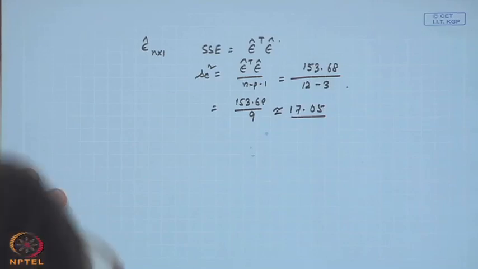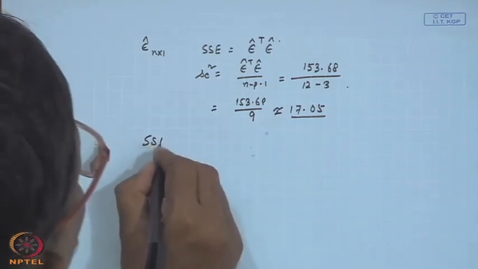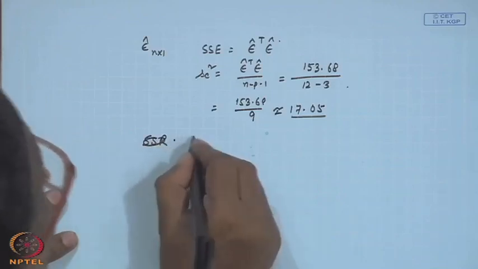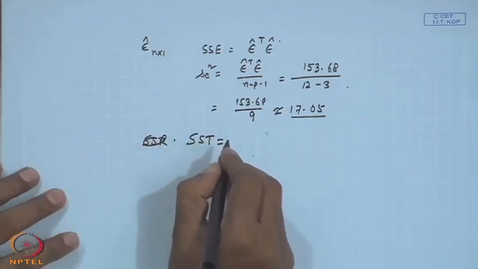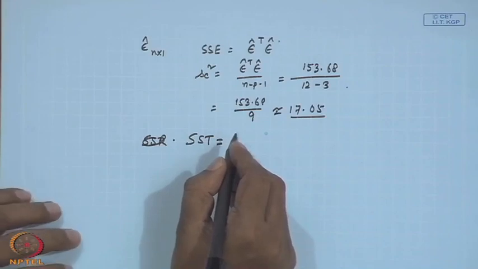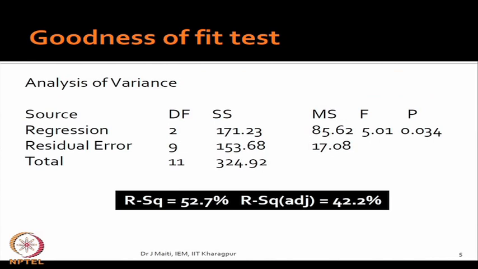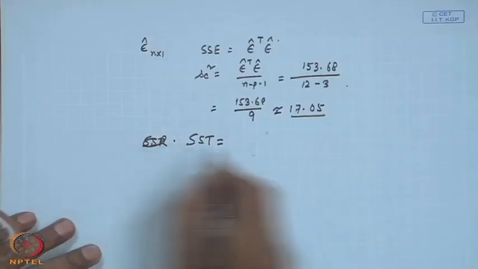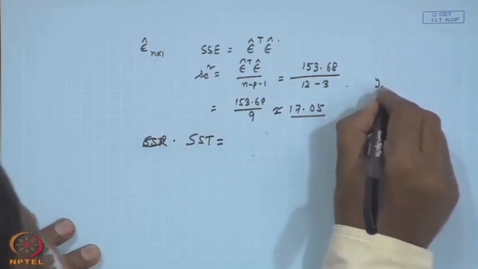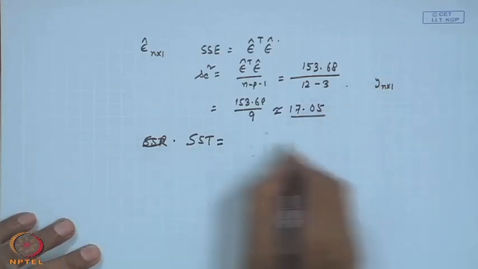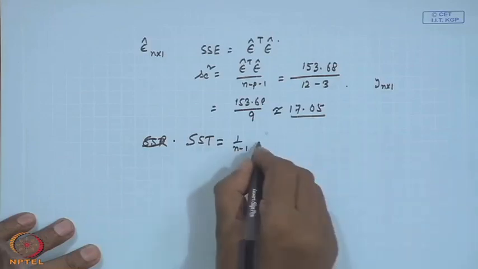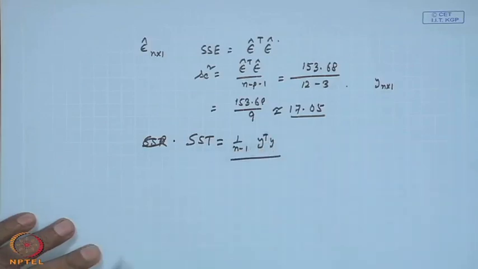Okay. So then SSR, now we have to find out SST. SST value, we have to check SSE. I calculated, SST value will be 324.92. How do you calculate? Same way, your y is n cross 1. So 1 by n minus 1, if you do y transpose y, you will be getting it.